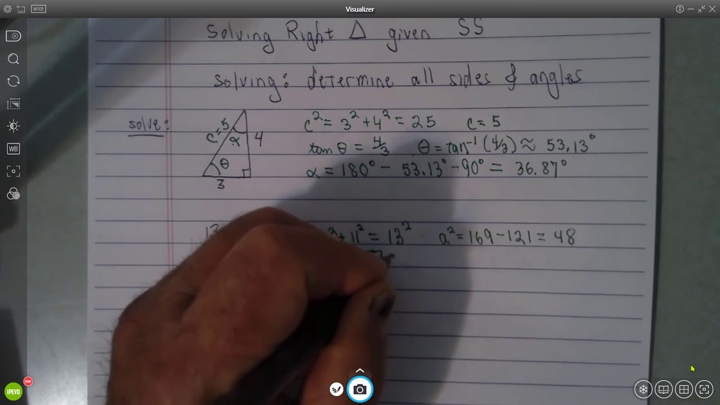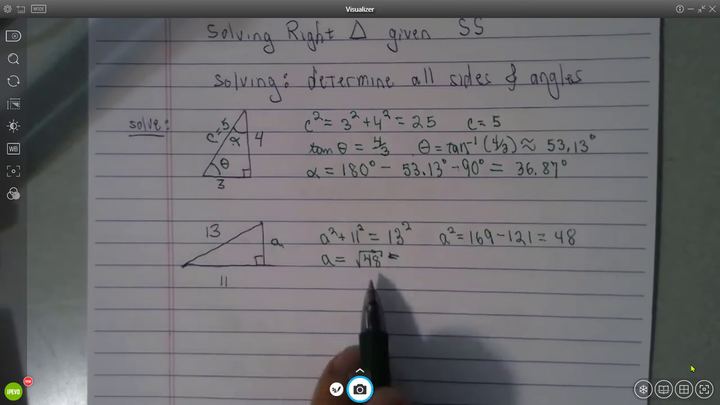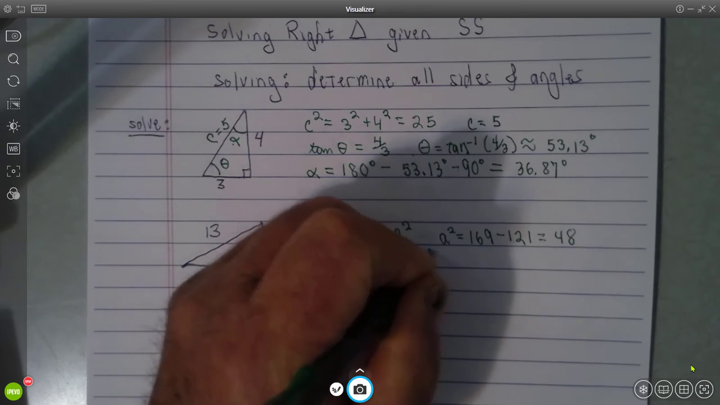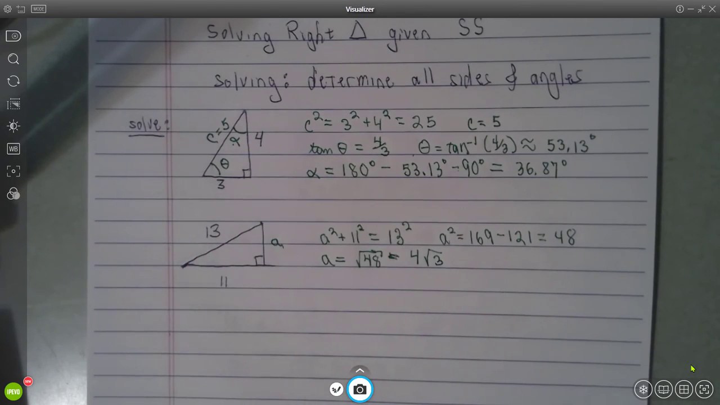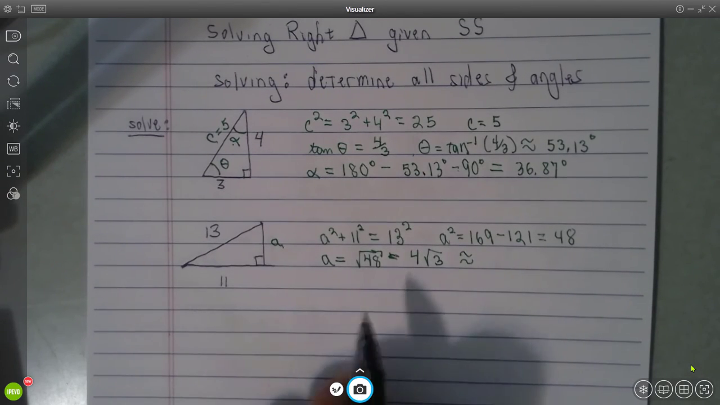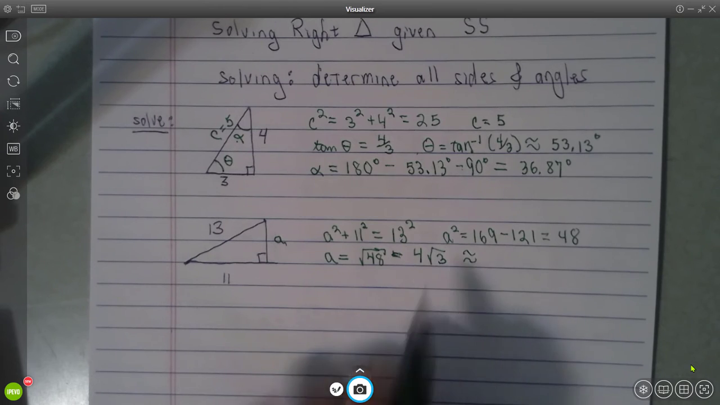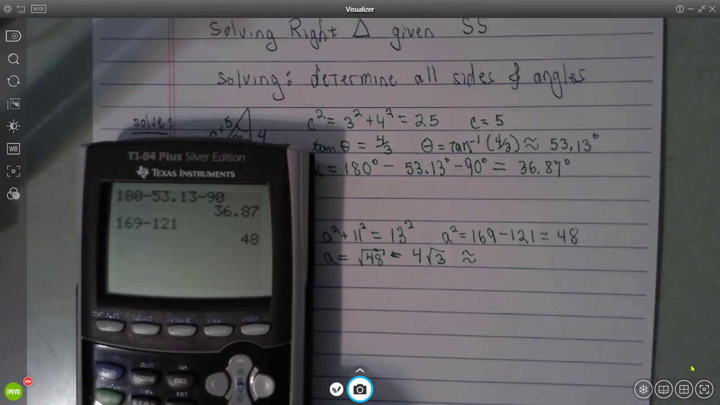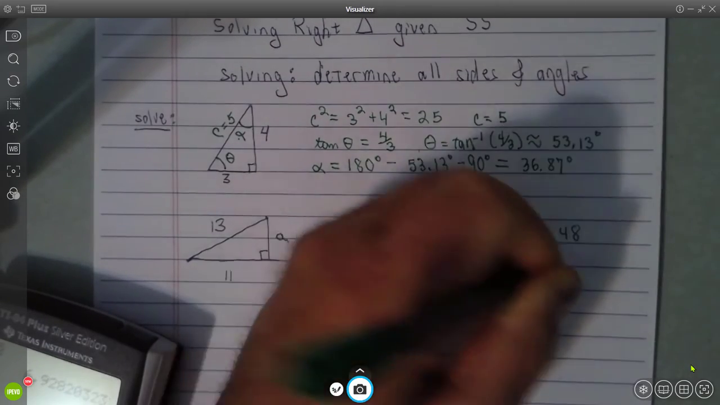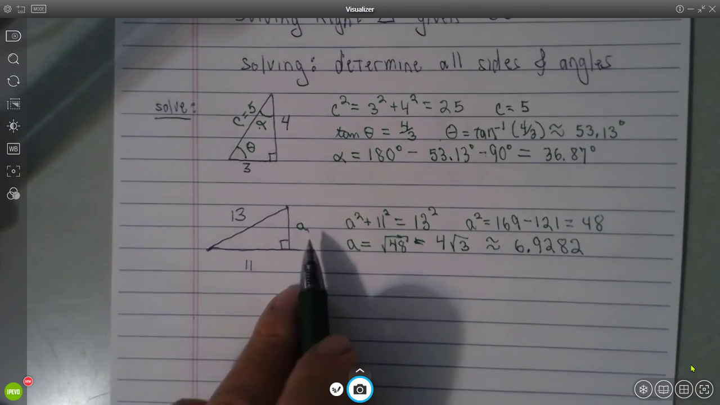Now, if you want to leave this in an exact form, it would be best to observe that this is 3 times 16. The square root of 16 is 4. So this is 4√3. That's the reduced exact form. Or we might want a decimal approximation. Now you could get it from this form or this form, it doesn't matter. The calculator will give the same result. So let's take the square root of 48, and that gives us 6.9282. Okay, we have the missing side.